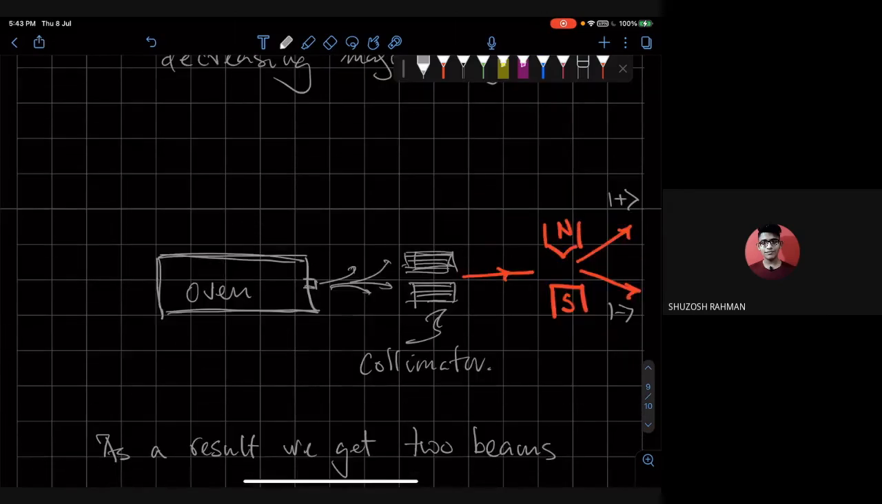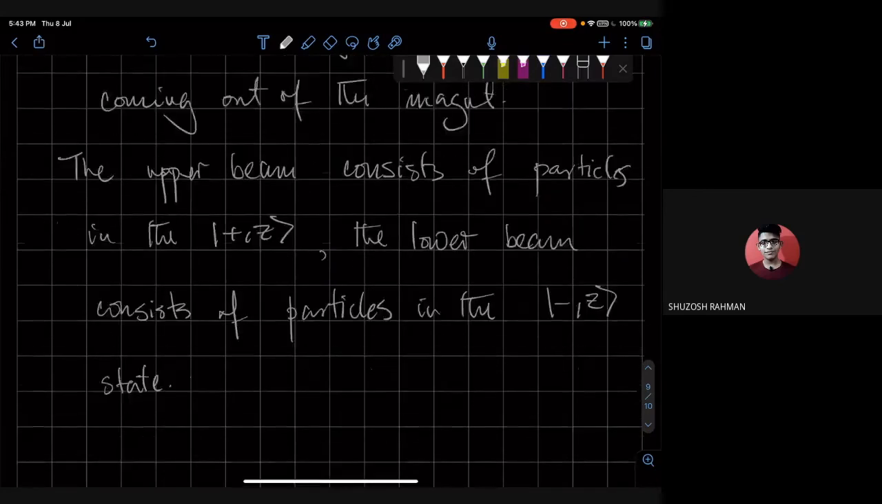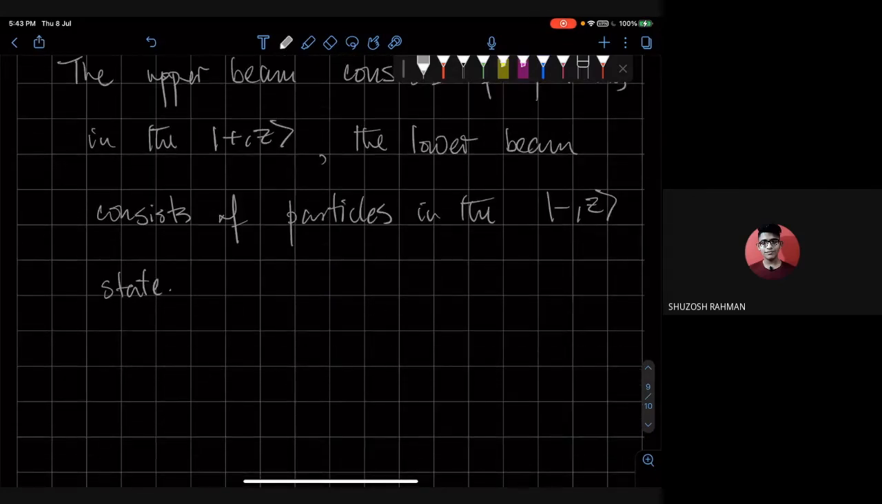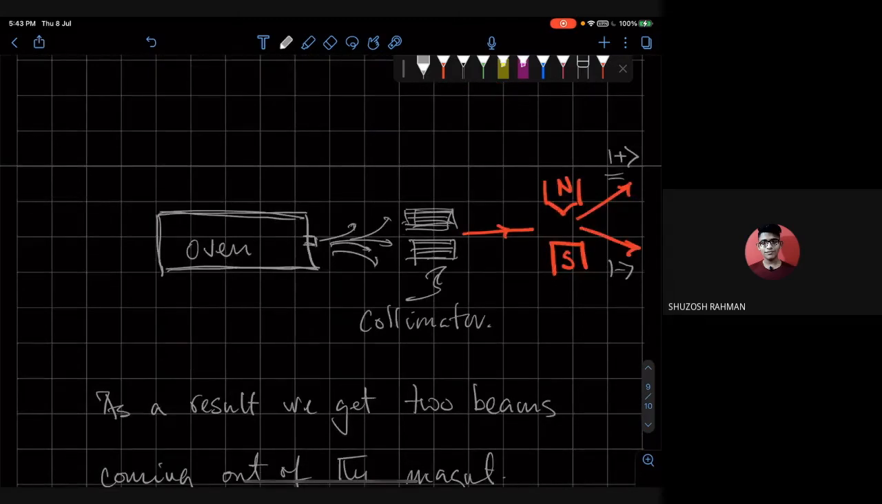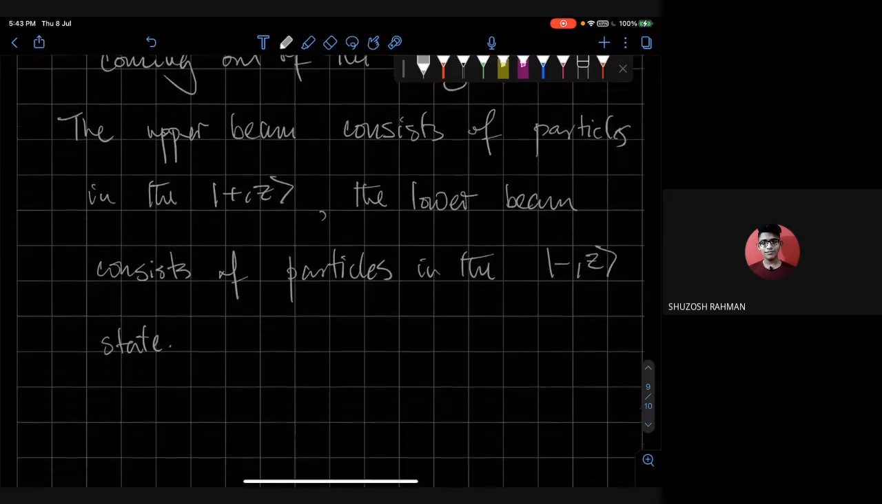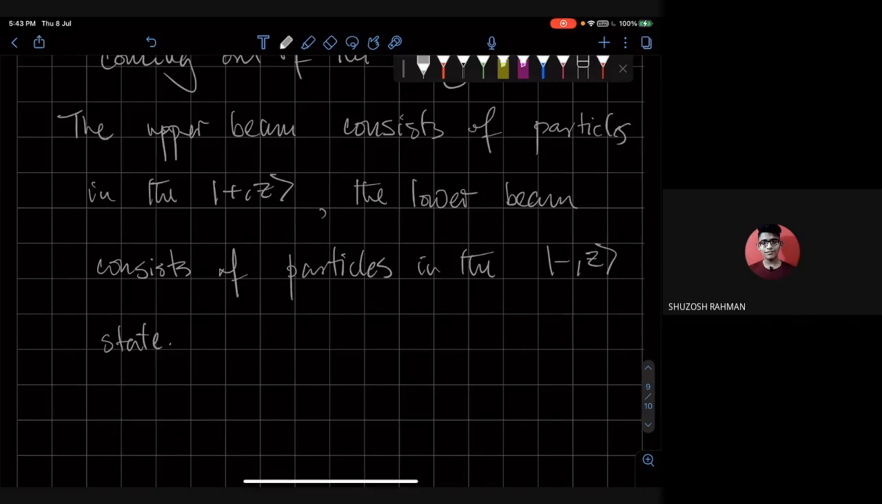We expect the oven to be quite democratic in spewing out its particles. So we expect half of the particles to go in the upper direction and half of the particles to go in the lower direction. Do you agree with that? Yeah, that's what I thought, but I think I thought wrong. No, you didn't think wrong.